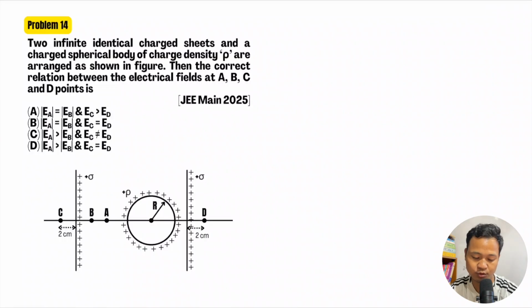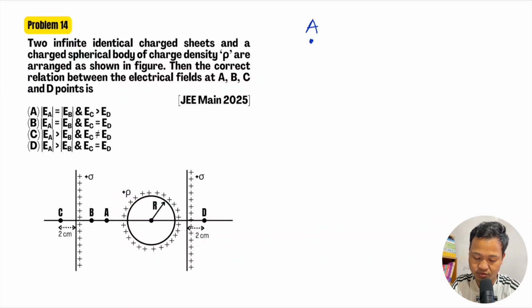Next one: two infinite identical charge sheets and a charged spherical body of density sigma are arranged. Choose the correct relation between the electric field at A, B, C, and D points. This is the question here. Okay, then let's find out. First let's look at point A.